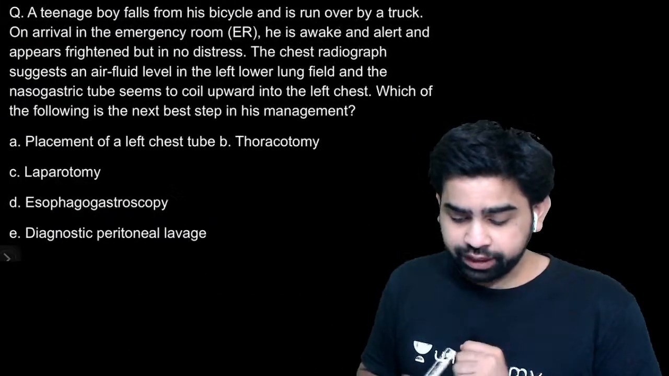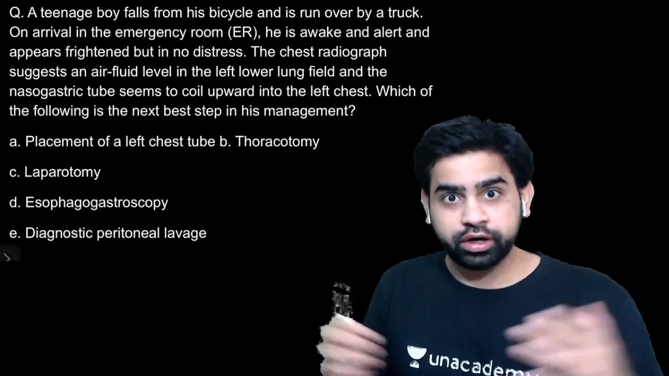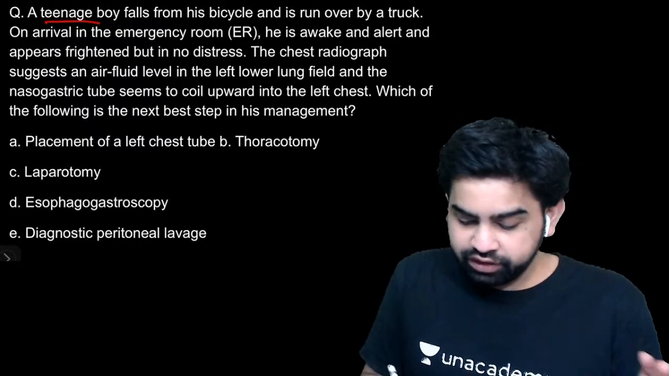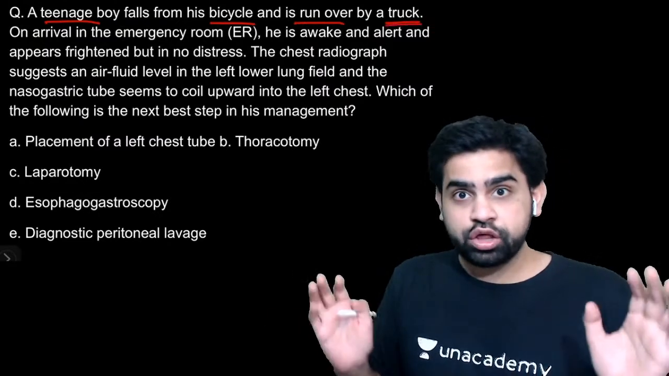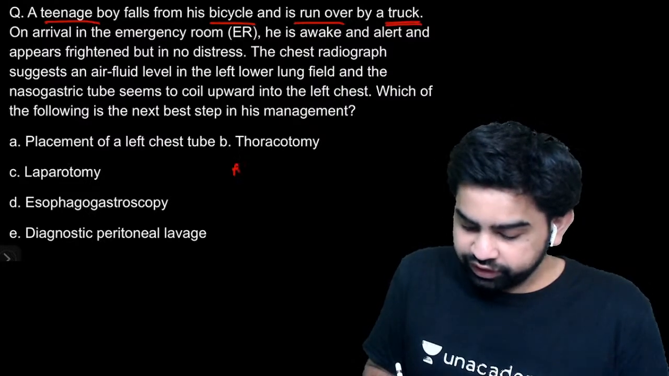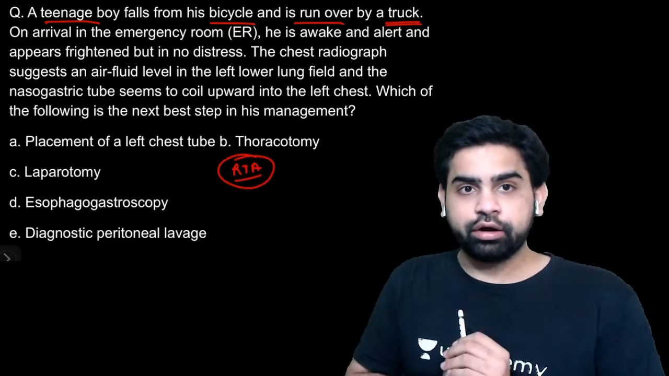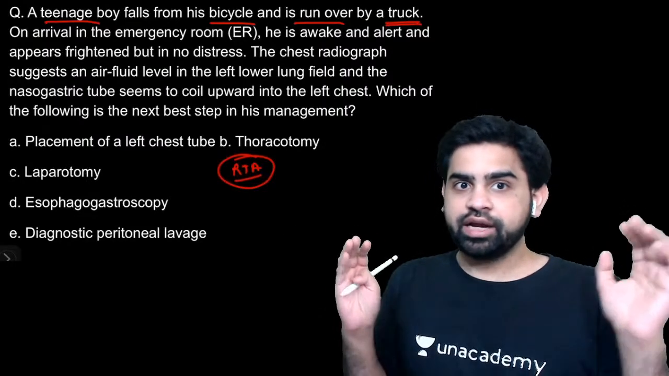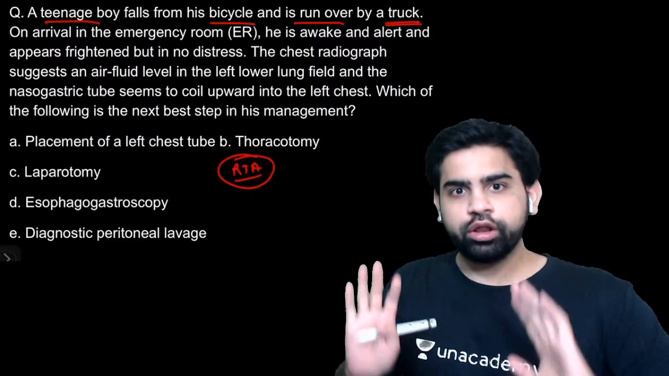Without wasting any further time, let us begin with the first question. So the first question, what does it say? It says that there is a teenage boy who fell from a bicycle and was run over by a truck. So the patient had suffered a road traffic accident. On arriving at the emergency room, the patient was awake and alert and appears frightened with no distress. So he is more or less stable.